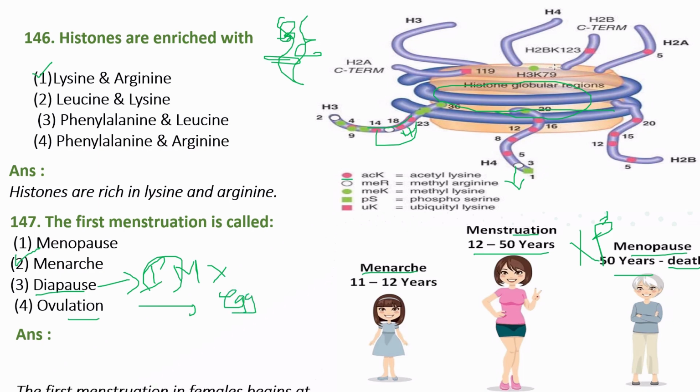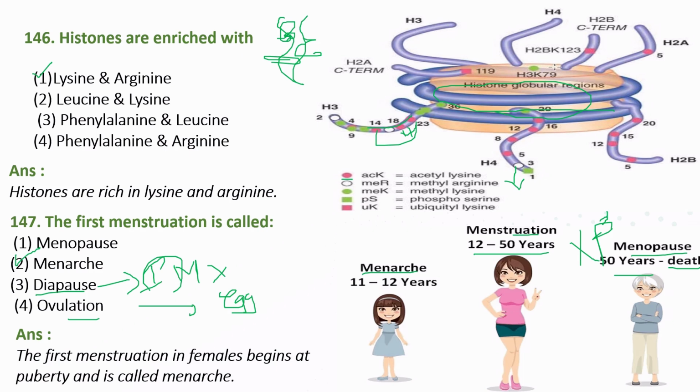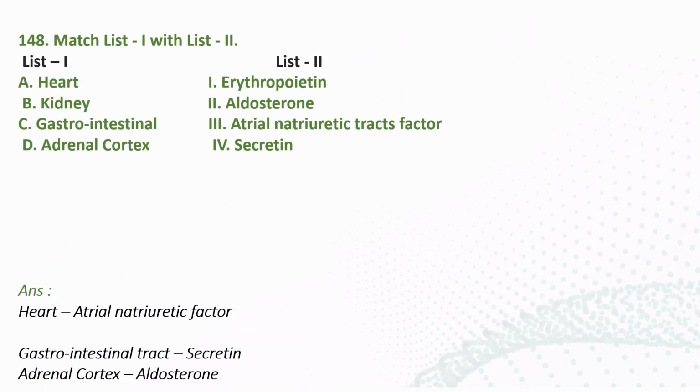So the answer is menarche, which is known as the first menstruation, normally seen in 11 to 12-year-old girls. When it starts, normally it starts at this age. It may occur after 12 years also, but the starting age is like 11 to 12 or something. Okay. Next question. What is the next question?